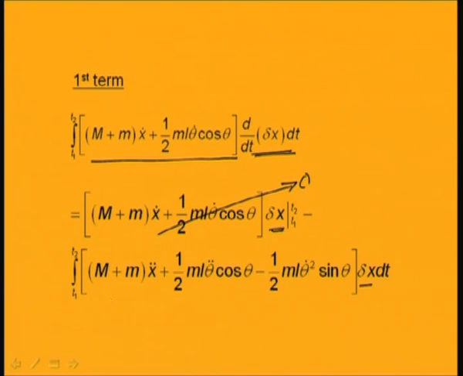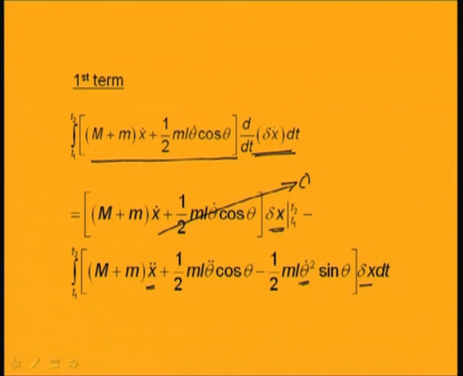Differentiation of the first will give you: x dot differentiation is giving x double dot, and this differentiation is giving half m l theta dot, differentiation theta double dot cos theta minus. So, this contains two terms. Minus m l theta dot into cos theta integration; cos theta differentiation is sin theta, so this becomes minus sin theta into theta dot. Theta dot into theta dot gives rise to theta dot square. So, this is equal to half m l theta dot square sin theta dx dt.